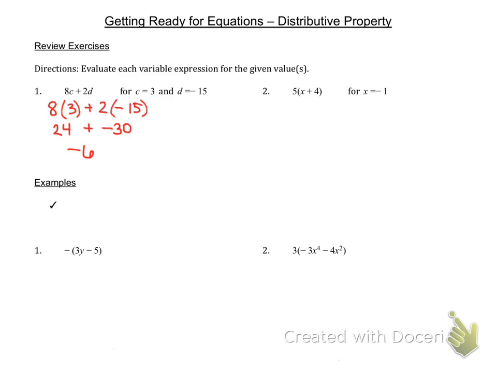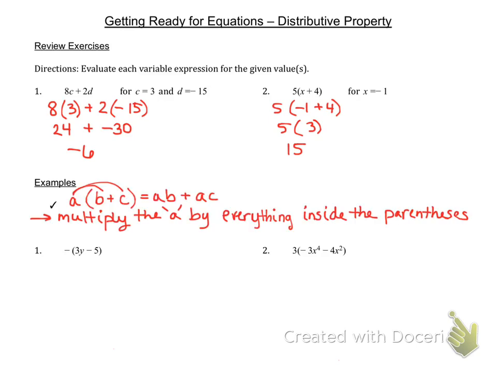Number 2, 5 times x plus 4. So I'm going to substitute in that negative 1. So I have 5 times a negative 1 plus 4. First, I'm going to do what's inside the parentheses. So I have 5 times 3, which is 15.